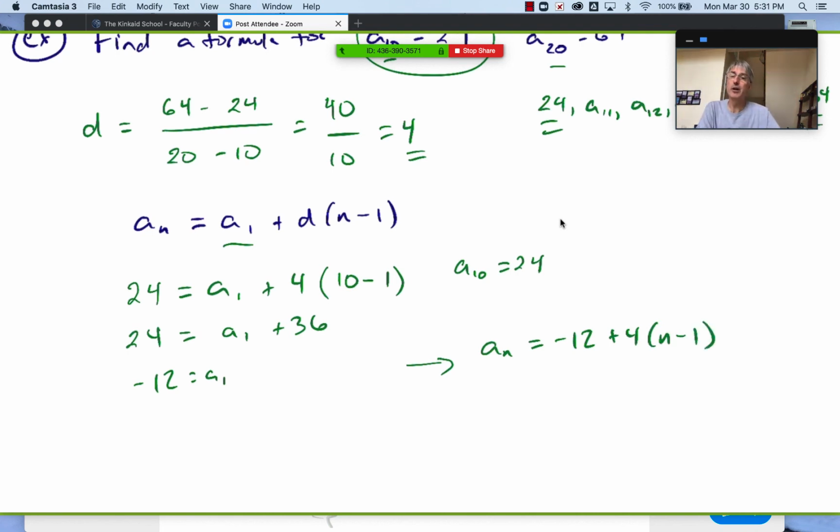The homework for tonight is just some practice writing equations and using arithmetic sequences.